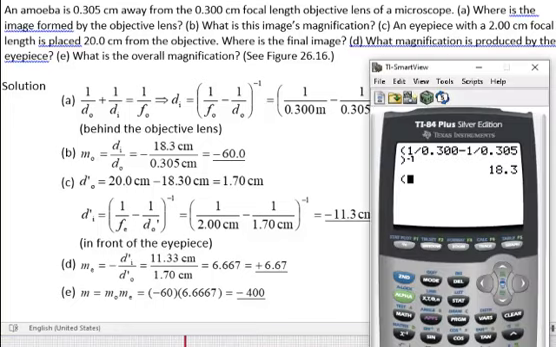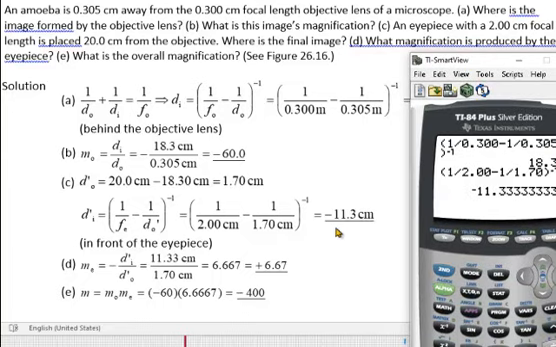So 1 over the focal length of the eyepiece, which is the 2.00, which is quite a bit larger focal length than the objective lens. I subtract this new image distance from it. So the new image distance, oh yeah, that was the 1.70, so 1 divided by 1.70. Again, notice I will actually come up with a negative number. Whoops, typo. There we go, caught the typo. And you will see I come up with a negative number, which means the eyepiece is working as a magnifying glass.